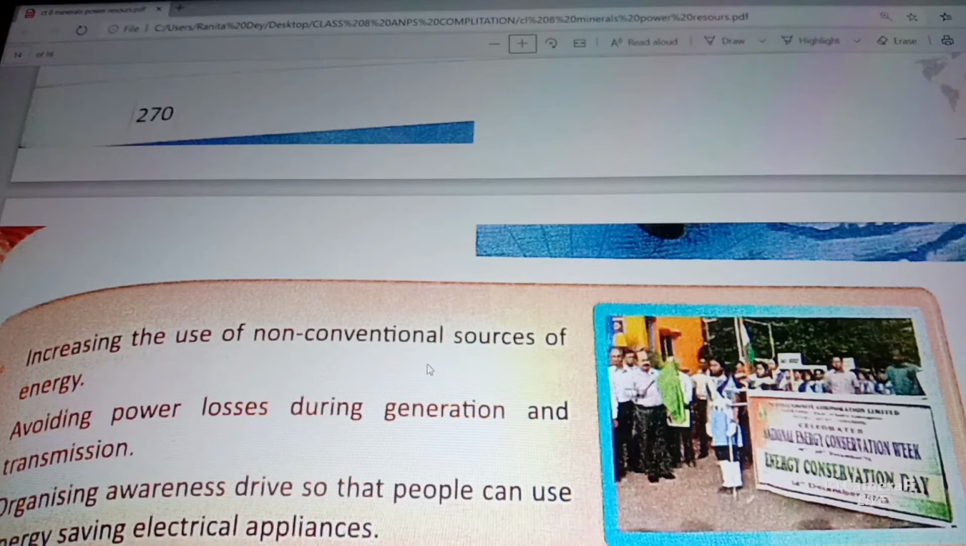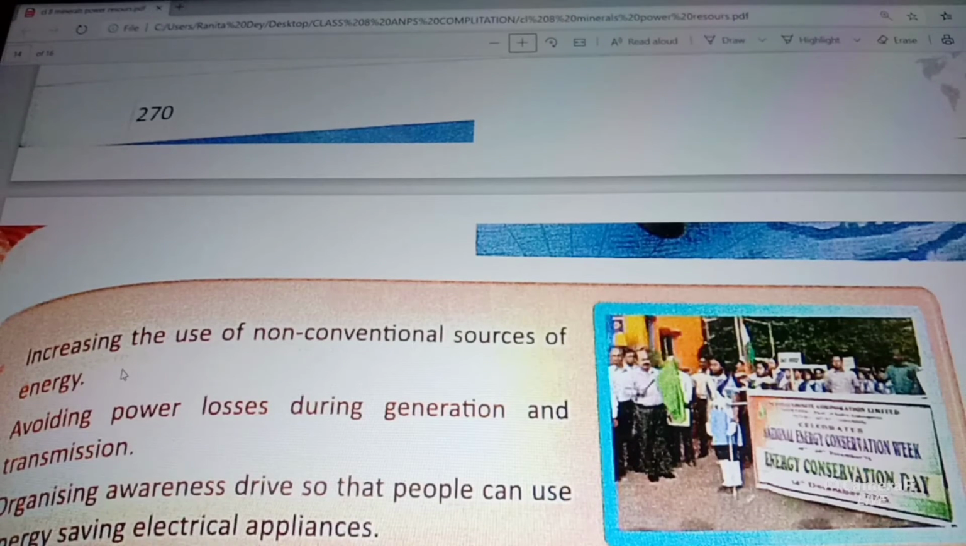Like in our area also, nowadays we are totally dependent upon hydroelectric power, like DVC corporations and many things. Apart from this, we have to think about increasing the use of non-conventional sources of energy, because the seaside area produces a huge amount of tide as well as a huge amount of wind velocity. It can produce windmill energy and tidal energy, but we have to develop ourselves to use it.